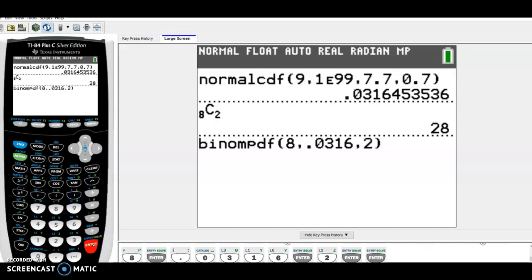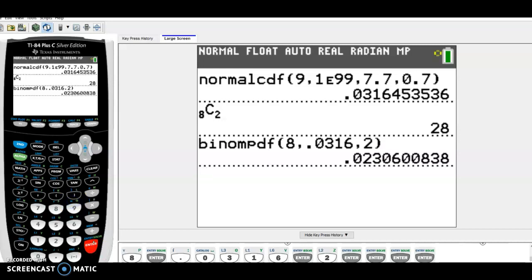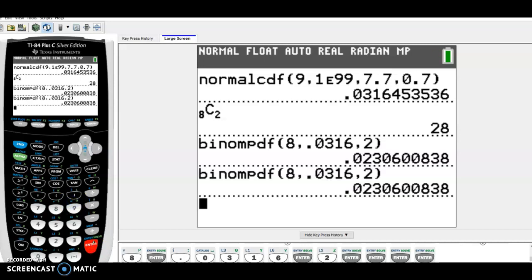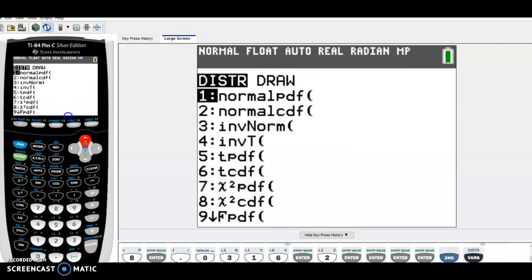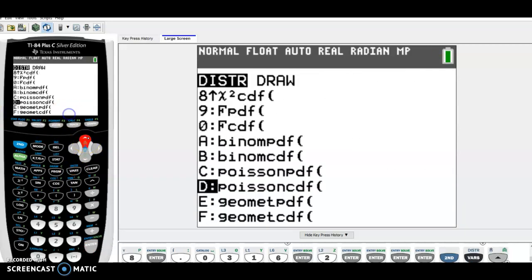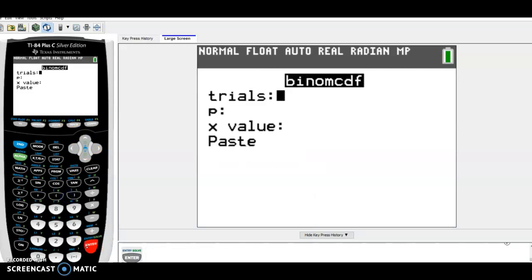So if we do binomial PDF, that would be if I had finished what I started up above with the 28 and multiplied it out the way it was written on the worksheet. This tells me that exact point for that happening. So the difference between PDF and CDF is that CDF tells me at or below whatever that particular value is that I enter in for X.